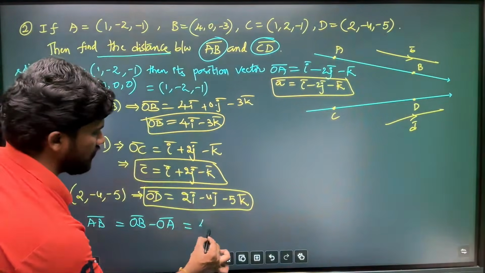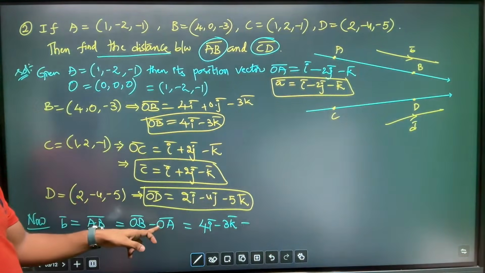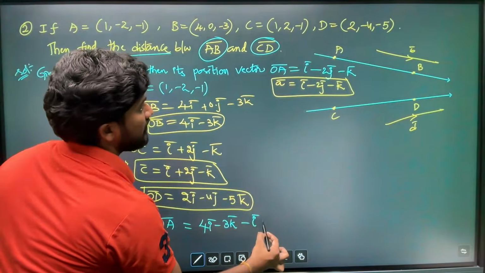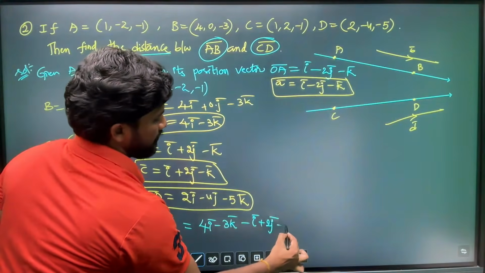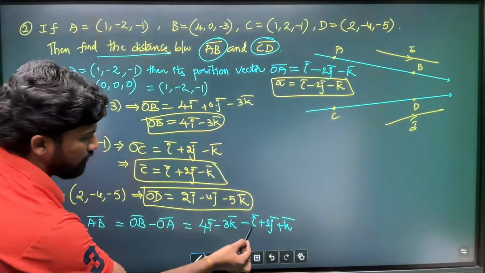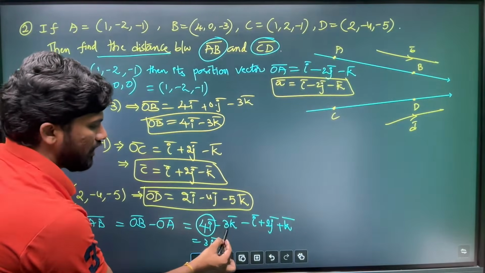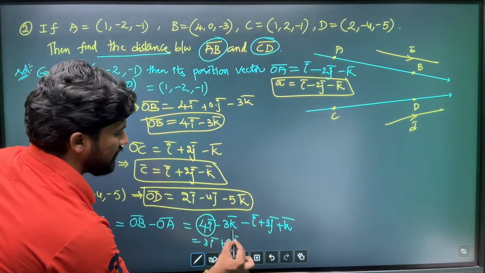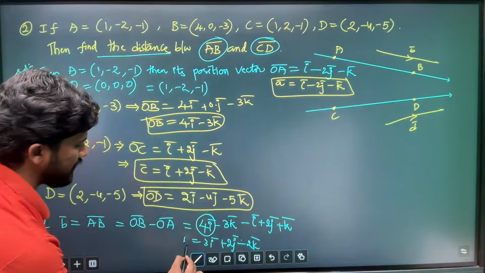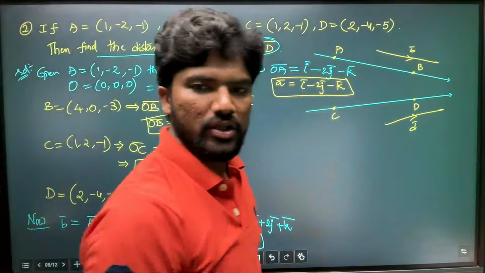OB bar is 4i bar minus 3k bar, minus, directly multiplying OA bar, which is i bar minus into minus plus 2j bar minus into minus plus k bar. Clear? So next, 4i bar minus i bar is 3i bar, plus 2j bar, minus 3k plus k, what do we get? Minus 2k bar. This is the b bar value. You have to find the b bar value like this. Clear?